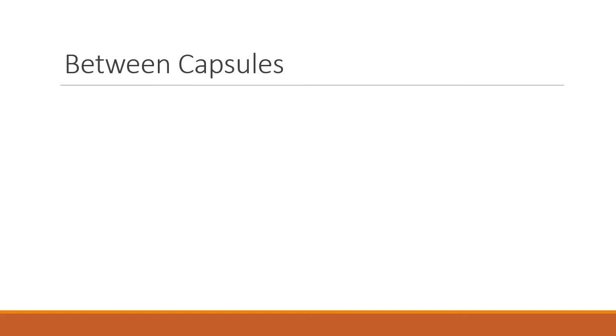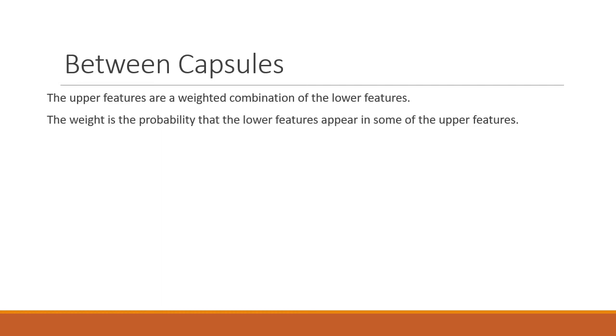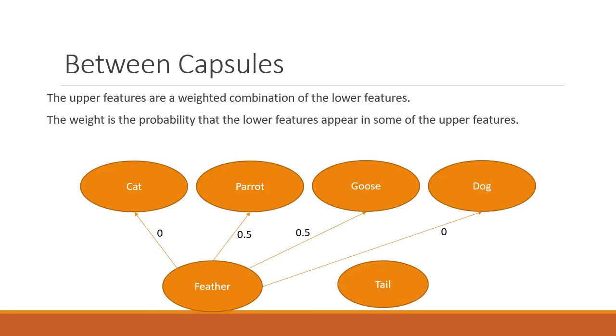The upper layer capsule represents a larger range of features in the image and is composed of lower layer vectors. Therefore, a mechanism is needed between the two layers of capsules to assign these features to the upper layer capsules, and the feature vectors are represented by weights in the capsules. For example, in the following example, the upper capsule has four types: cat, parrot, goose, and dog, and the lower capsule is feather and tail. Cats and dogs do not have the feature of feathers, so their weight is 0. Both goose and parrot may have this feather, and their weight is 50%.